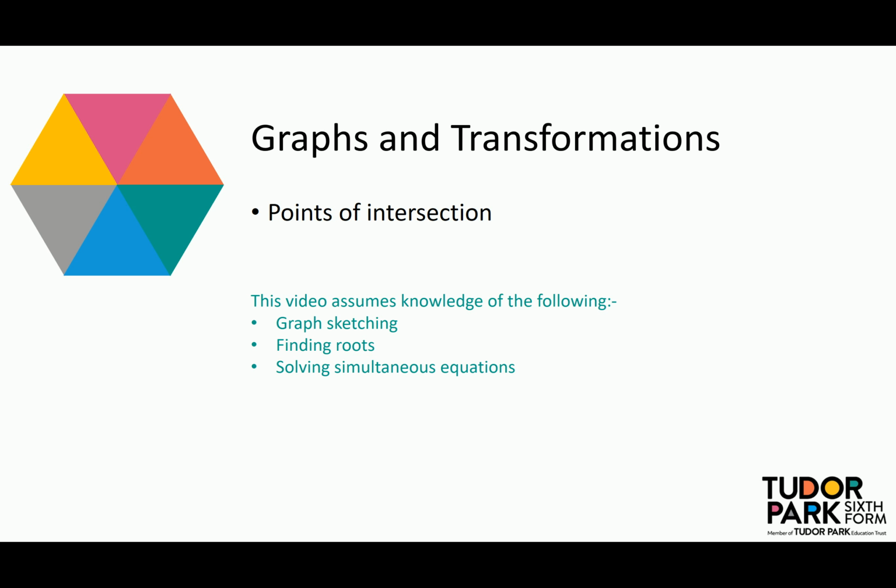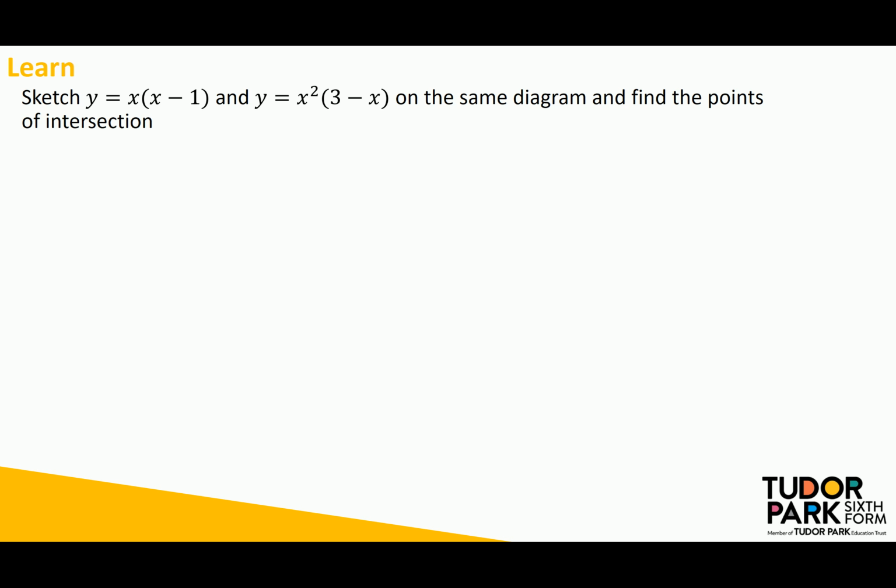Let's now look at how sketching functions can help us find points of intersection. So to start with, I've got two functions and I'm going to want to sketch them on the same diagram, so let's do a quick roots analysis. The roots for the first function are going to be at x equals 0 and at x equals 1, and the roots for the second function are going to be, well, I've got a repeated root there at 0 and the other root is going to be at x is 3.